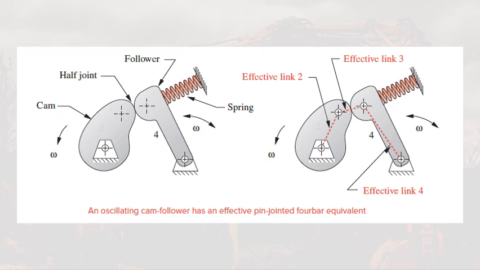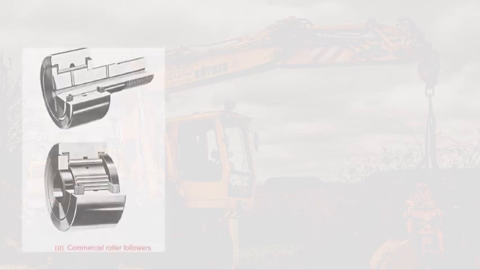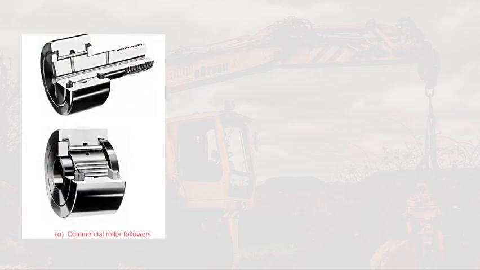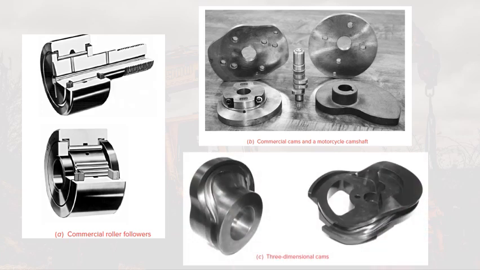Cams are a form of degenerate four-bar linkage in which the coupler link has been replaced by a half joint. So as you can see here, an oscillating cam follower has an effective pin-jointed four-bar equivalent. A translating cam follower, on the other hand, has an effective four-bar slider crank equivalent. Some commercially available roller followers are shown. We also have commercially available cams and a motorcycle camshaft. So this is how they look like in actual practice.